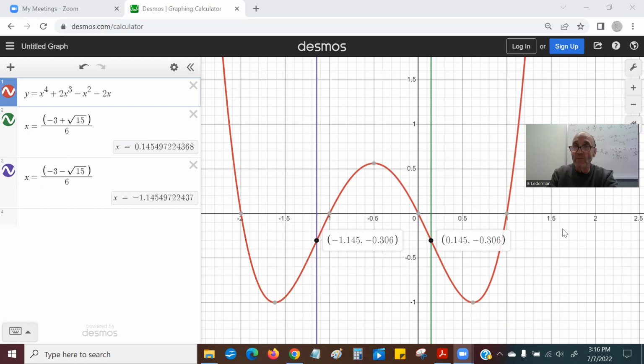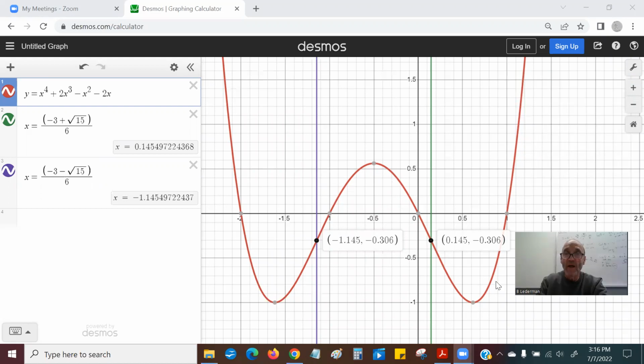It's this red W-looking curve. And I just drew the line x equals (-3 plus rad 15) over 6. That's that green line right there. And I drew (-3 minus rad 15) over 6, that's the blue one. And you can see that it's concave up over here, concave down over here, and concave up over there.